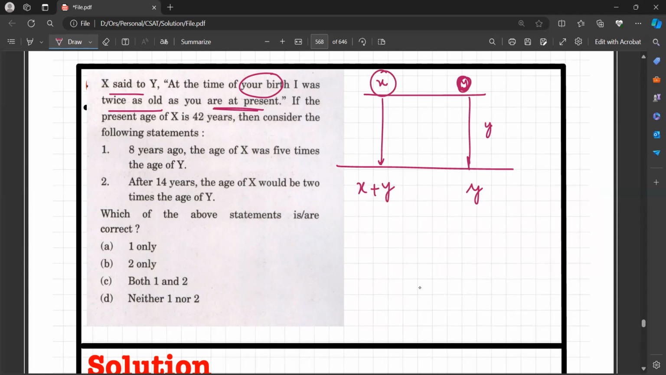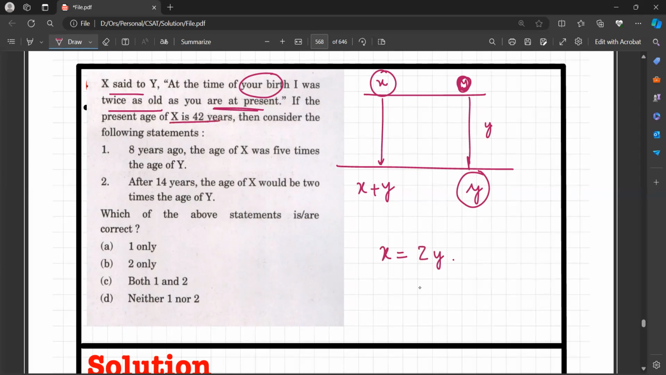Are you getting it? This was previous to Y years, because it is talking about the fact that at the time of your birth, I was twice as old as you are at present. Whatever age you are now, take twice of that. My age when you were born, right? So that means X will be equal to what? 2 times Y.